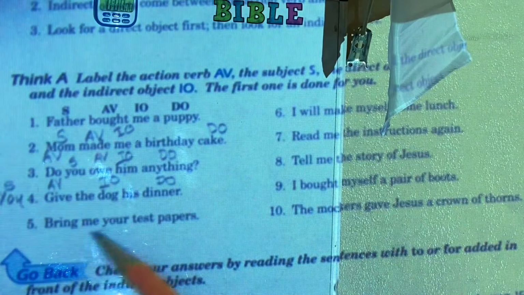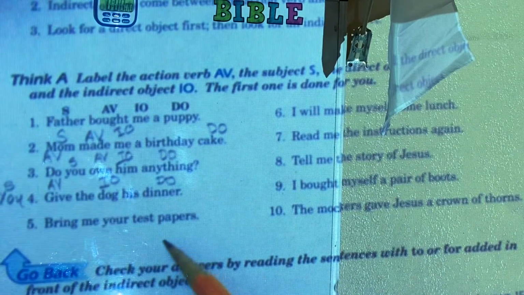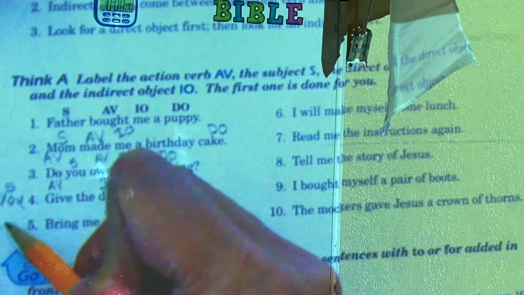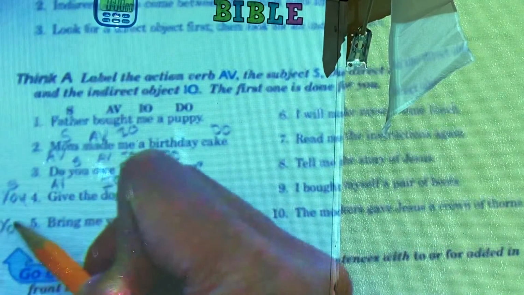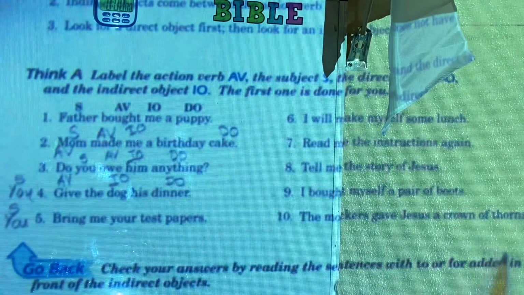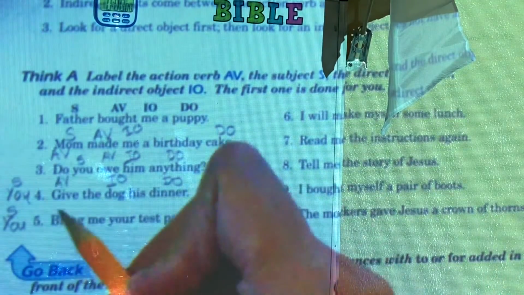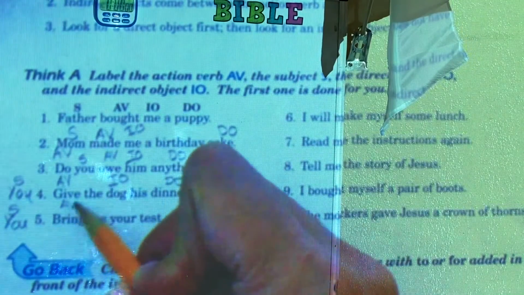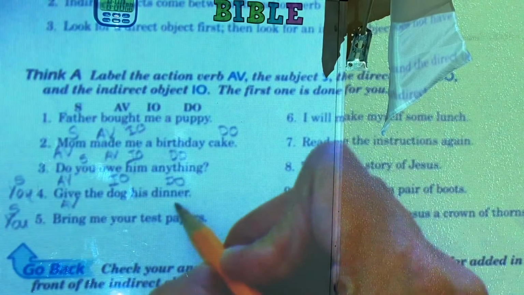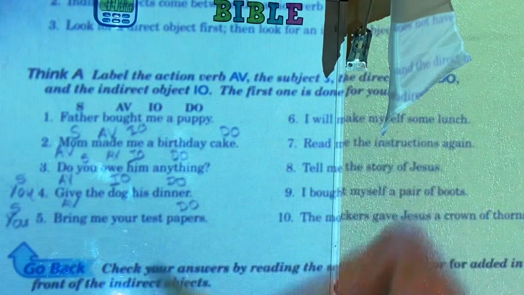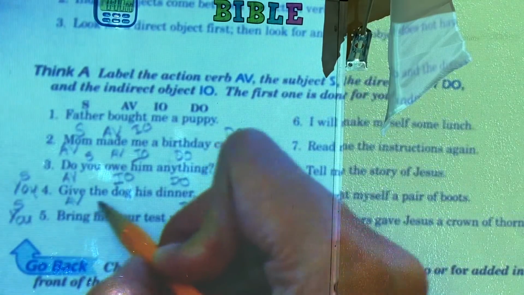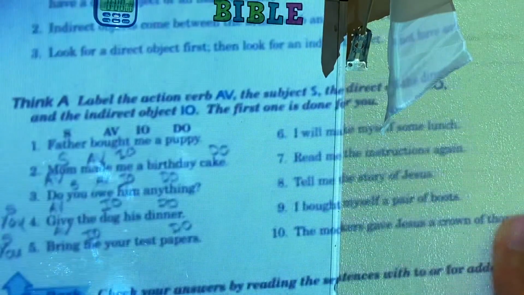Number 5, bring me your test papers. Who is bringing your test papers? It would be you, right? So you, that's the subject. Bring would be the action verb. Bring me what? Papers. So papers would be the direct object. And who are you bringing the papers to? Me. So me is the indirect object. Okay?